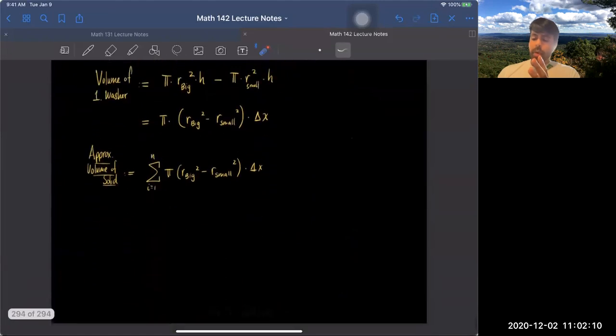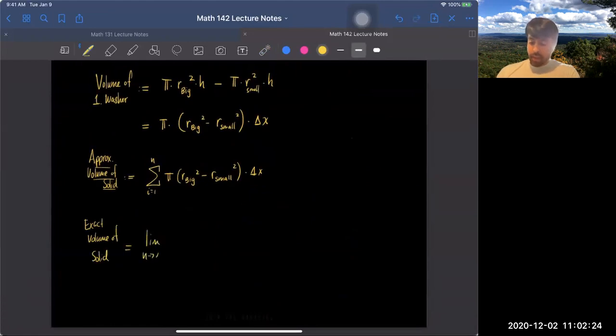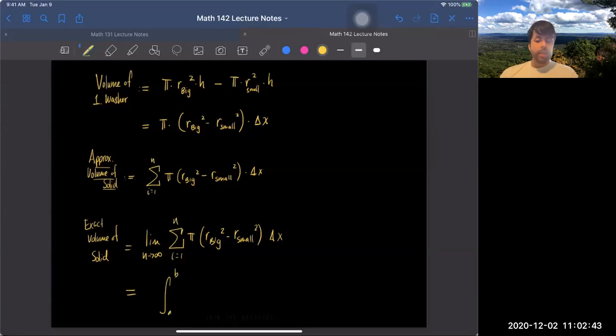But what do I do with them? I make it go to infinity, because to find the exact volume of the solid, I must make the limit go to infinity. That's why limits are so powerful, because with this and my little knowledge of Riemann sums, I know that if I take this limit, I get the integral from a to b of the inside function here.